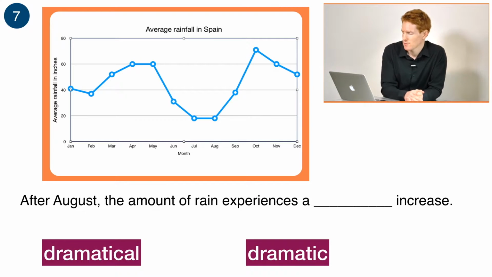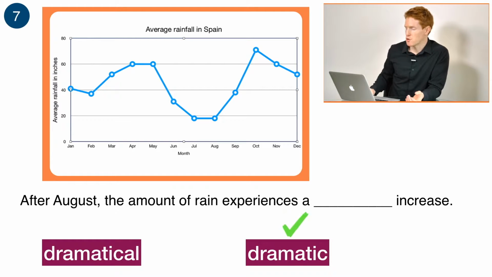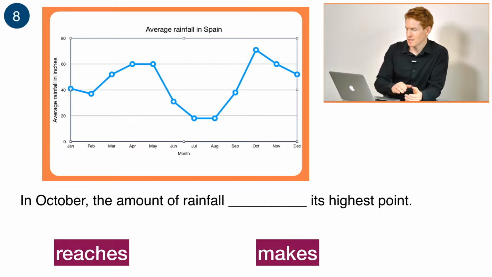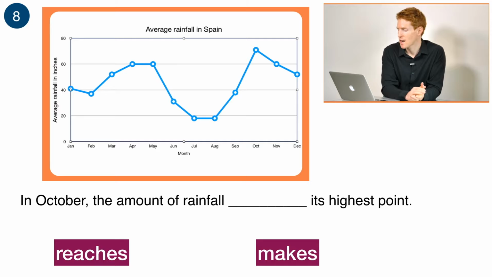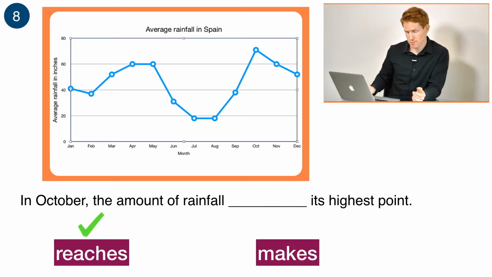Number 7. After August, the amount of rain experiences a something increase. The answer is a dramatic increase. We don't say dramatical increase. Number 8. In October, the amount of rainfall something its highest point. Would you say reaches its highest point or makes its highest point? If you said reaches its highest point, you are correct.